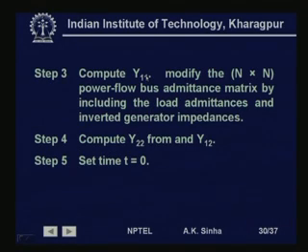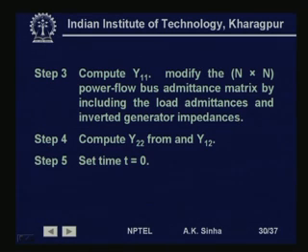Now, compute Y11. Modify the network power flow bus admittance matrix by including the load admittances and inverted generator admittances. So, we are now adding the load admittances, and the inverted generator admittances are also added to the diagonal elements. Step 4, compute Y22 and Y12. Set time t equal to 0.